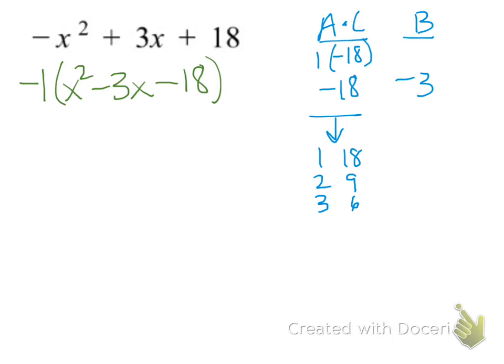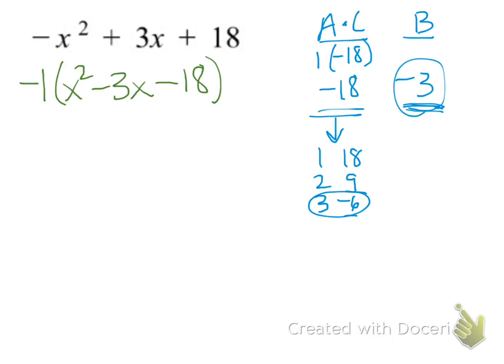If we look at the factor pairs of 18, we can see that we're going to need to use a 3 and a negative 6, because in order to multiply together to get a negative 18, one of the factors has to be negative. Then we look at our b term to help us determine which one is negative. Since my b is a negative 3, it's the negative 6 that's going to have to be negative.